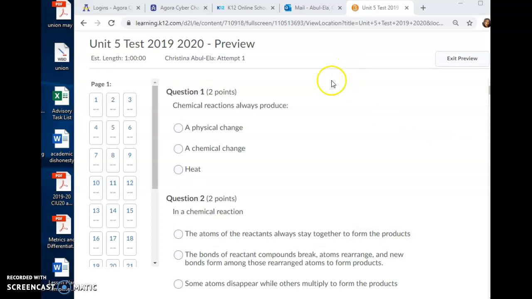Question number 1. Chemical reactions always produce physical change, a chemical change, heat.